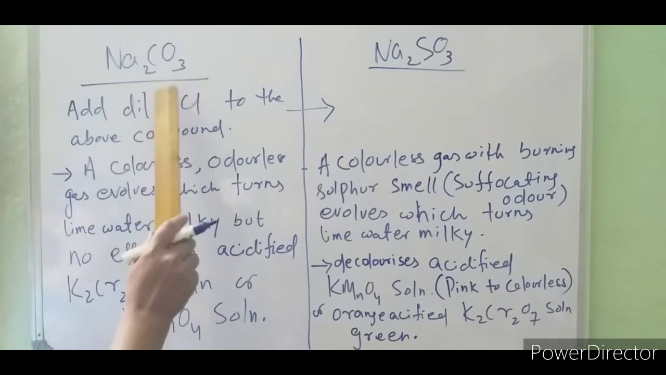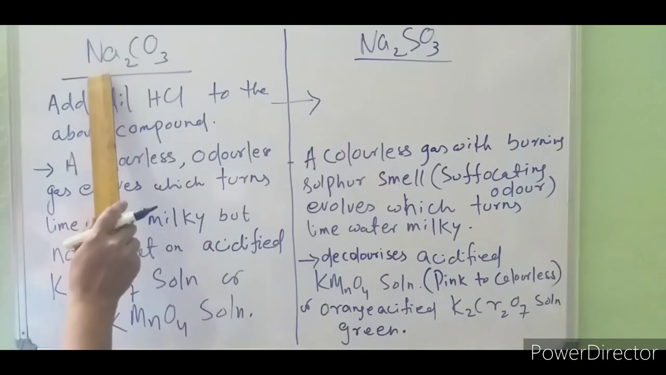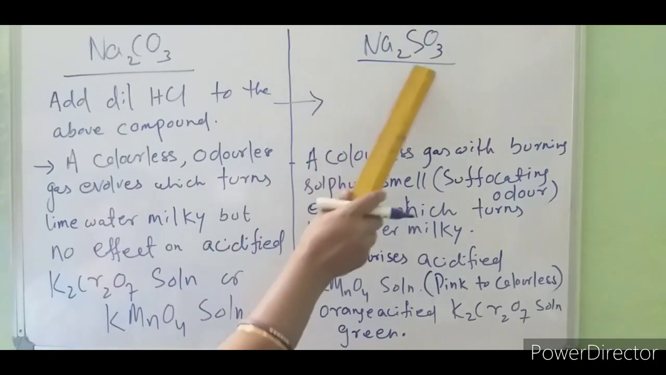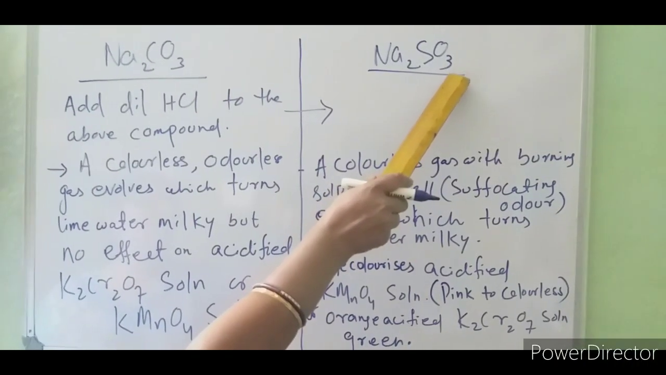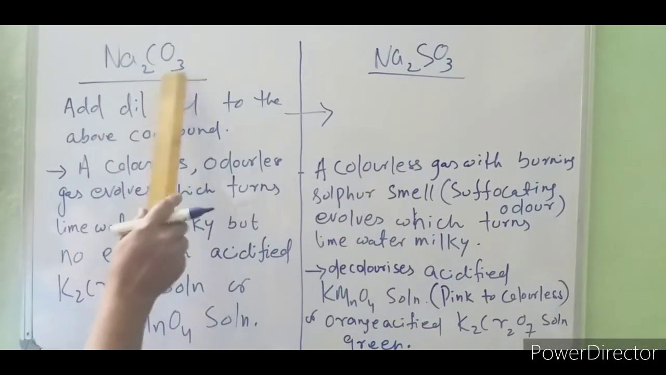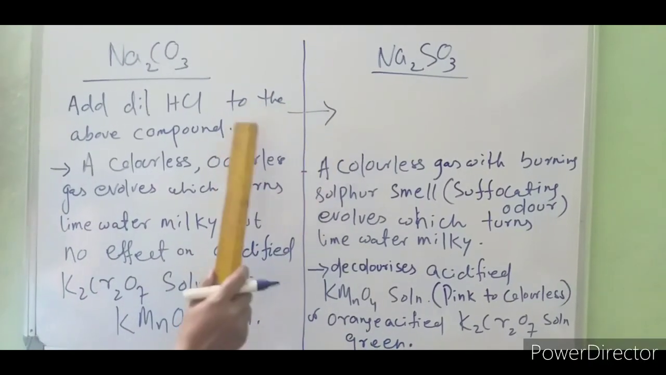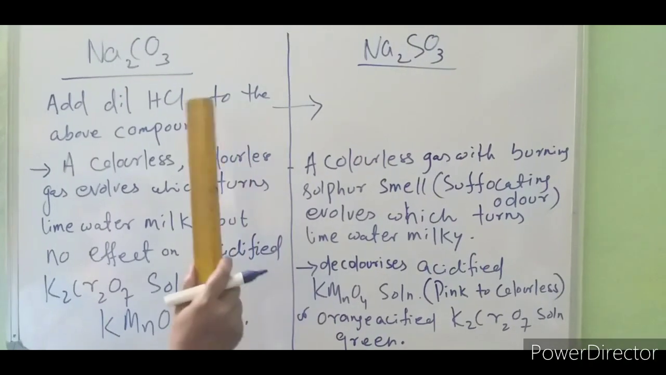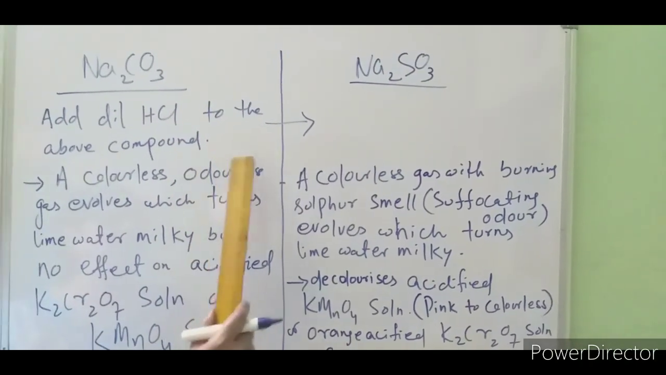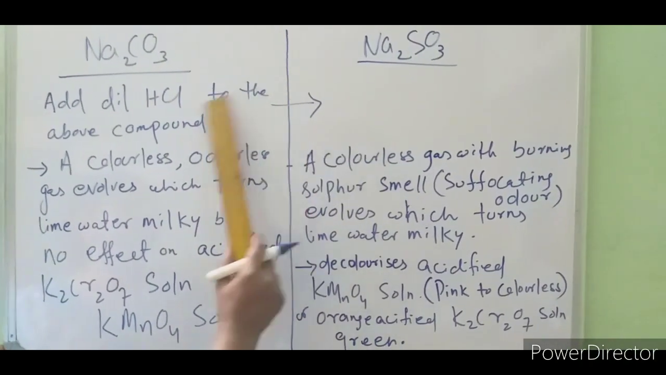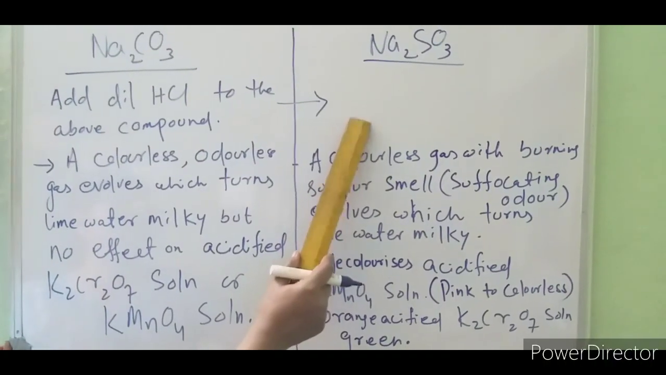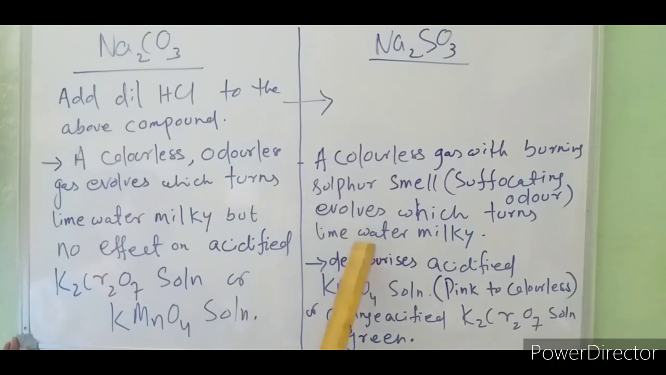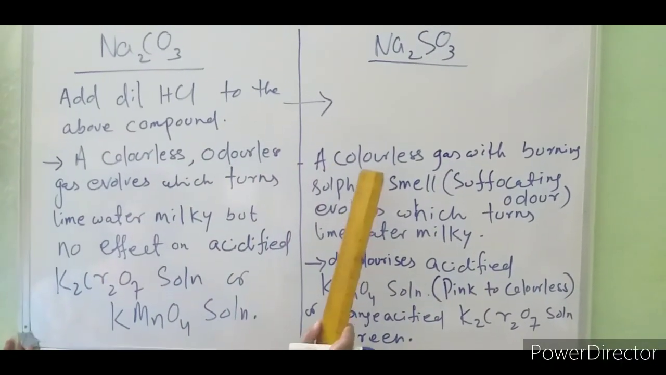Now I have taken two compounds. One is sodium carbonate, another one is sodium sulfide. Here first of all we have to think what reagent we have to add. So every time decide which reagent you are taking. On both sides the same reagent should be taken. And while writing this chemical test, write it column-wise so that you can easily compare.